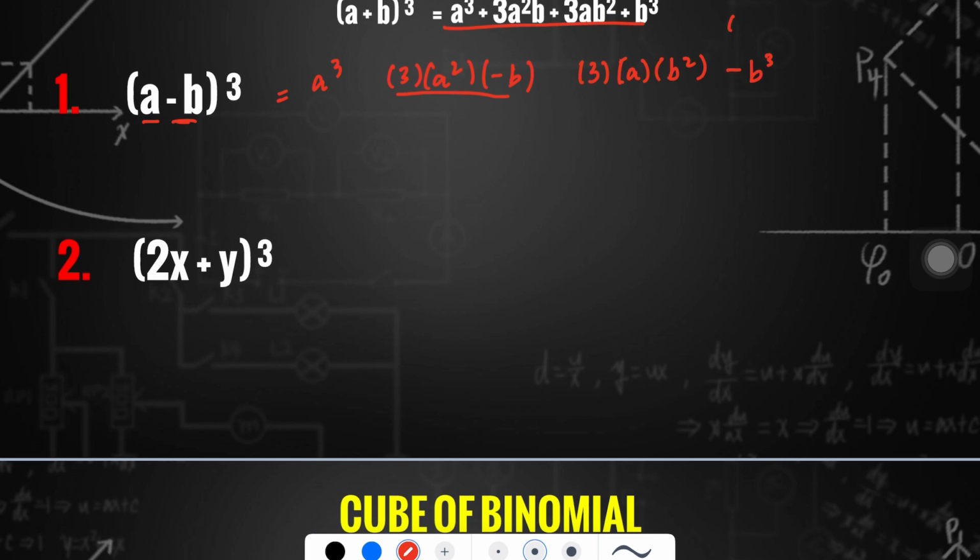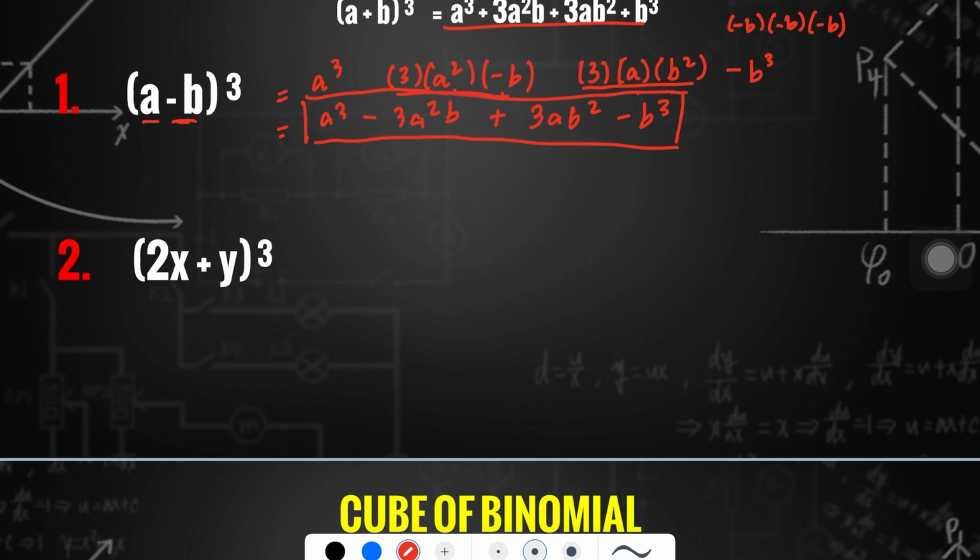Why negative b cubed? Because negative times negative is positive, positive times negative is negative. Now let's evaluate these. So a cubed, then 3 times a squared times negative b, that's negative 3a squared b. And then 3 times a times b squared, that's positive 3ab squared. And then copy negative b cubed. So this is your answer for number 1. How about number 2?